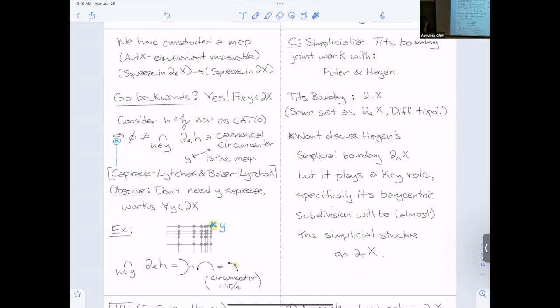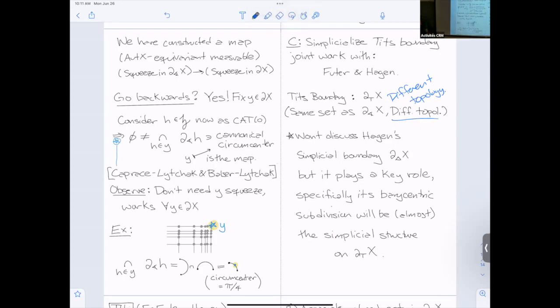So we're going to slightly switch gears here from the visual boundary to the Tits boundary. I'm not going to give the topology on the Tits boundary, but it is different, most of the time, than the visual boundary on the set. Okay, so same set, different topology.